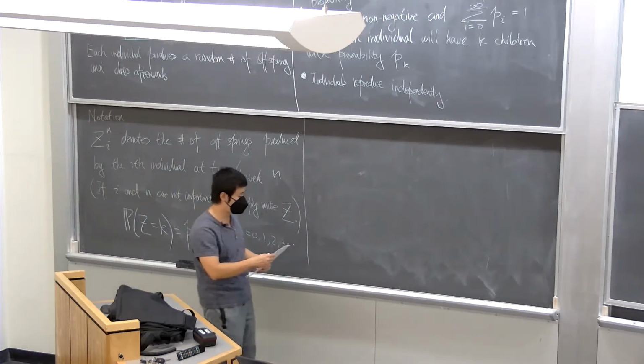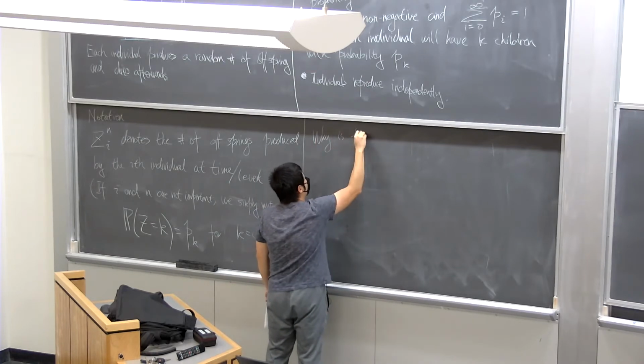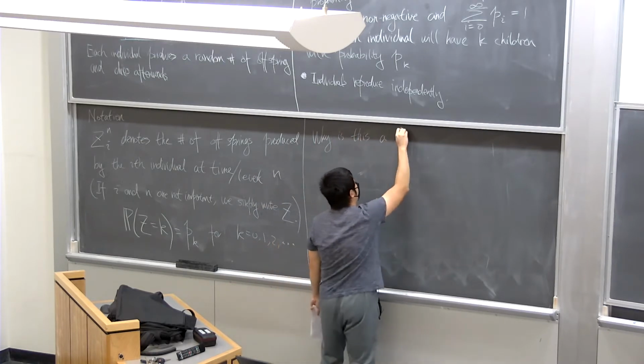Okay, and maybe we can draw the diagram. So why is this called a branching process? Why is this a branching?